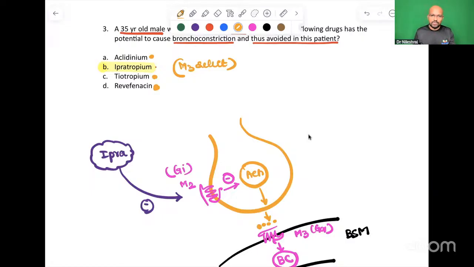Revefenacin is also an anticholinergic agent. We call revefenacin a LAMA drug, long-acting muscarinic antagonist. It has a longer duration of action, like tiotropium, which also has a longer duration of action. And these drugs are also more M3 selective agents. Good.